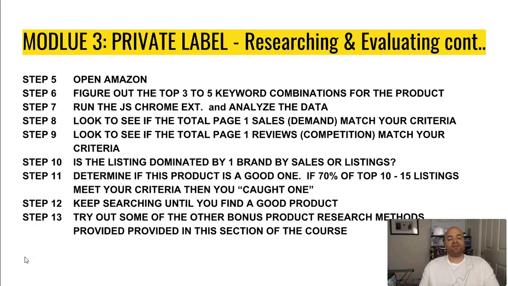Step 10, is the listing dominated by one brand, by sales, or listings? Step 11, determine if the product is a good one. If 70% of the top 10 to say 15 listings meet your criteria, then you caught one. Step 12, keep searching until you find a good product.